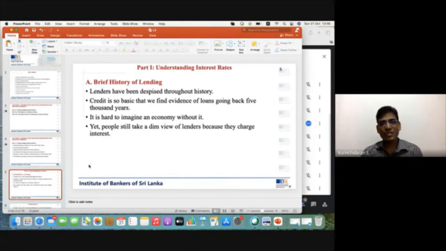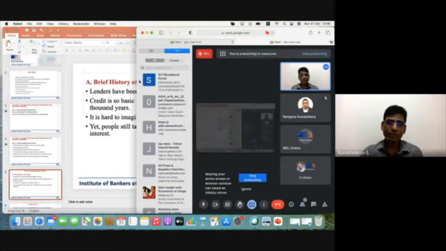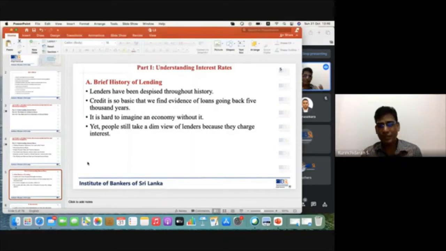Now, when it comes to interest rates, we should be able to understand from the basic point of view. If you take this economic system we discussed, finally we arrive at the financial system, where we have two units: one is the surplus unit, another is the deficit unit. In a basic economic system, we can think of two agents: one is the household, another is the firm.